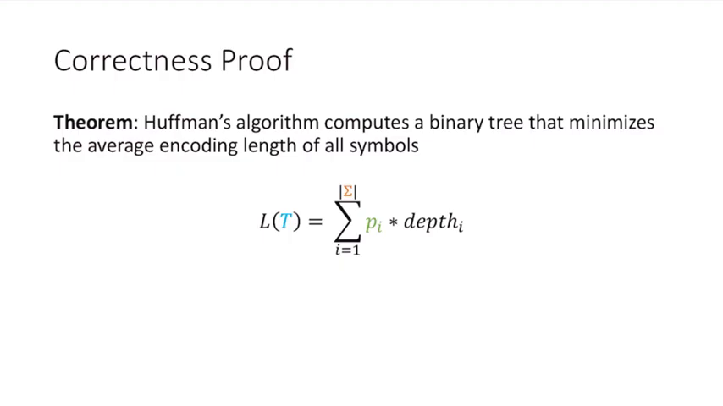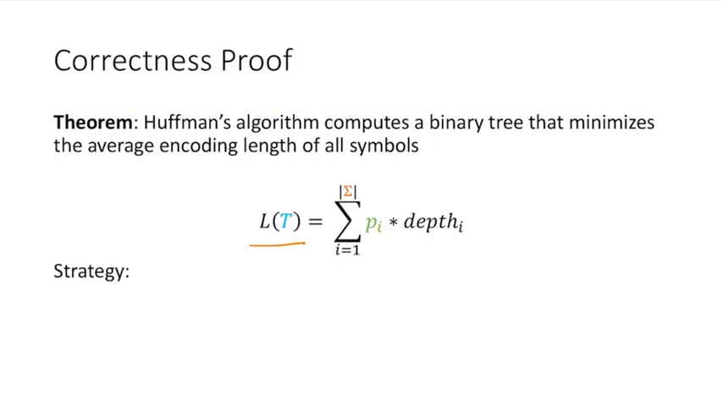All right, the final piece of the puzzle is proving the correctness of our algorithm. So our theorem for this is that Huffman's algorithm computes a binary tree that minimizes the average encoding length of all symbols, where the average encoding length is given by this equation, L of t. So given a tree, it'll tell you how many bits on average you are using to encode each symbol.